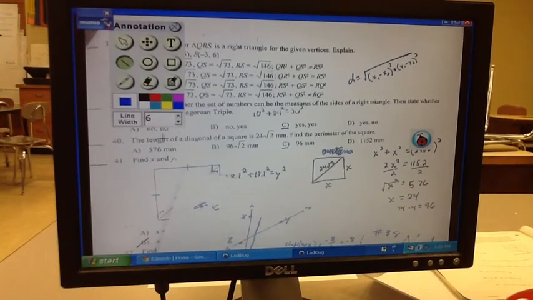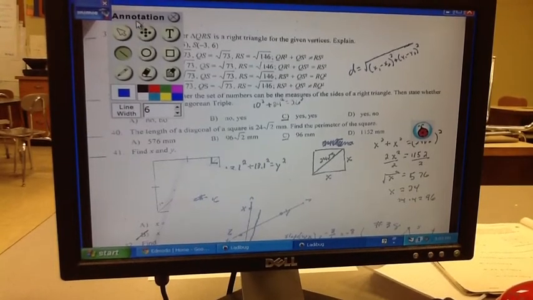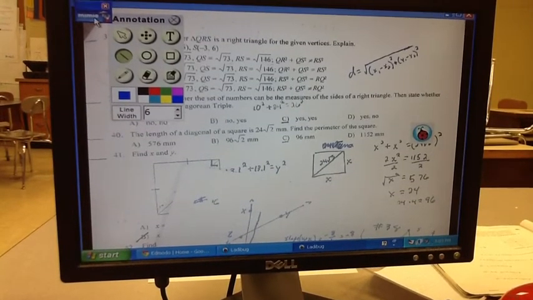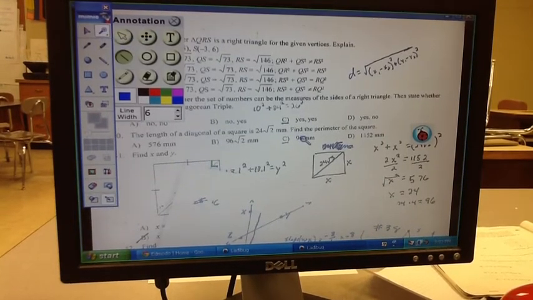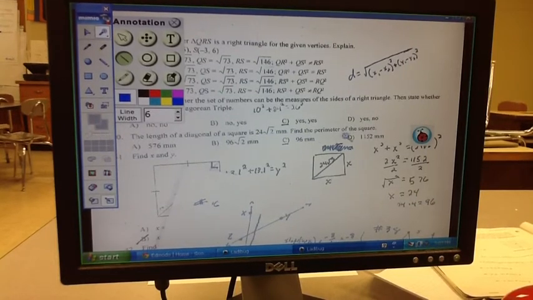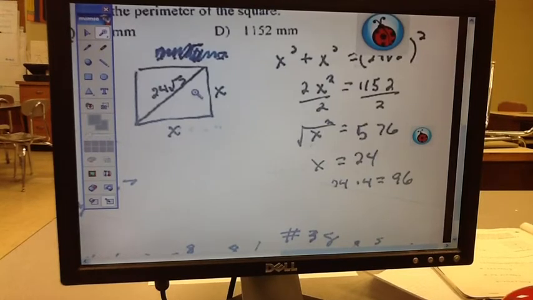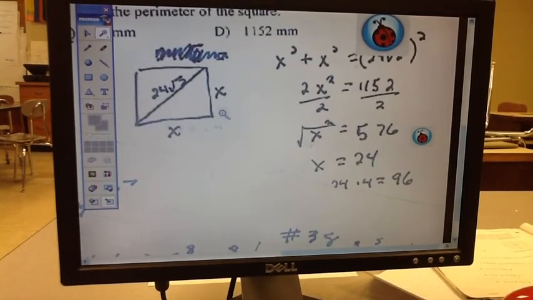On number 40, the length of a diagonal of a square. I got that square here. Let's see, it's a little hard to see. Let's see if we can get it zoomed in there for you. Before I get there, the length of the diagonal is 24 square roots of 2. Find the perimeter. Alright, there we go. 24 square roots of 2. Trying to find the perimeter of all these.